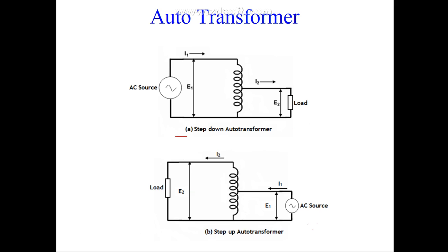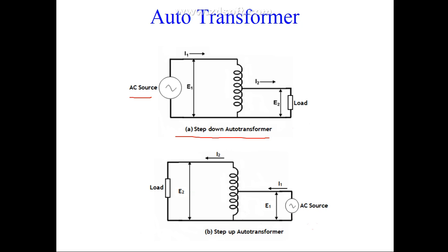So first is the step down auto transformer. You will see you have applied the AC source here. The number of turns on the primary side is high and the number of turns on the secondary side is low. It means it will be a step down transformer. Current I2, voltage E2. Alright.